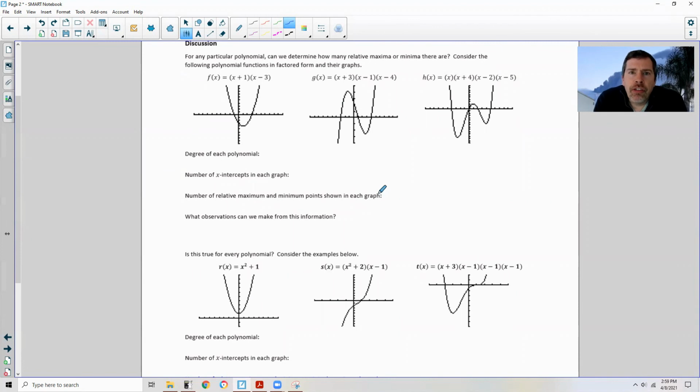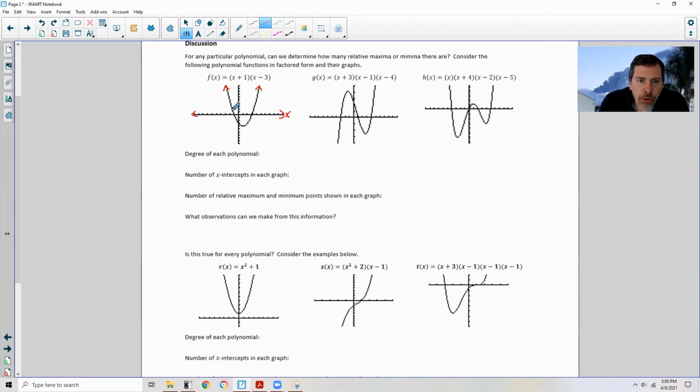Can I have a discussion in video? Isn't a discussion two-way? Anyhow, for any particular polynomial, can we determine how many relative maxima or minima there are? Consider the following polynomial functions in factored form and their graphs. So what you need to understand here is that these go forever and ever. And wherever something switches from decreasing to increasing, as we go from left to right, think of reading a book and we're going along the xy axis.